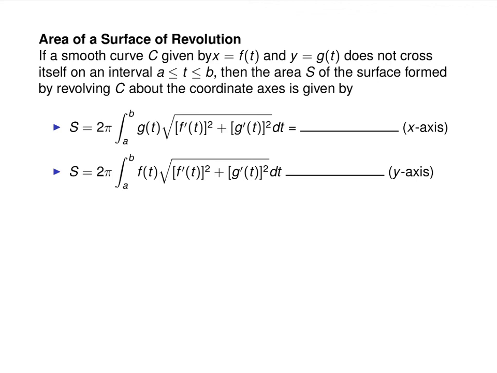I think it's easier to remember them as 2 pi y ds and 2 pi x ds, and then just think, okay, well, my y is equal to g of t, therefore that's what I plug in. My x is equal to f of t, and that's what you plug in. And then ds is just the expression from arc length.